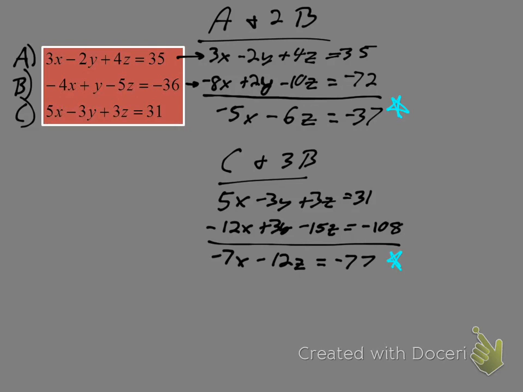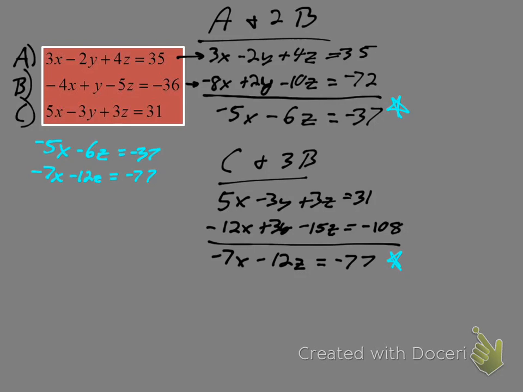Now you take your two star equations, which I'm going to put over here in blue since I started them in blue. So negative 5x minus 6z equals negative 37. Negative 7x minus 12z equals negative 77. And now you do normal substitution elimination on that.